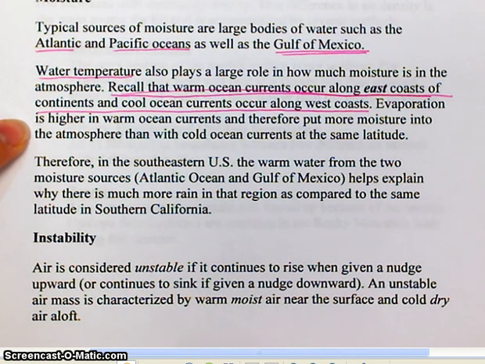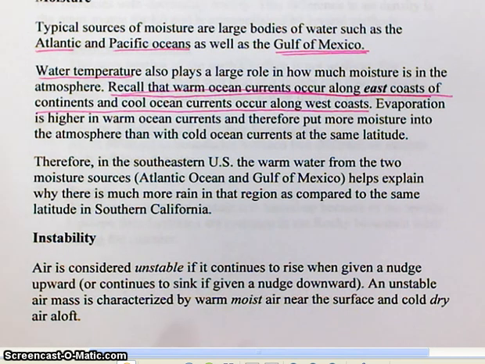Okay, so evaporation is higher in warm ocean currents and therefore puts more moisture into the atmosphere than with cold ocean currents at the same latitude, which is what I just showed you. Therefore, in the southeastern United States, the warm water from the two moisture sources, which is the Atlantic Ocean and the Gulf of Mexico, helps explain why there is much more rain in that region as compared to the same latitude in Southern California. Okay?